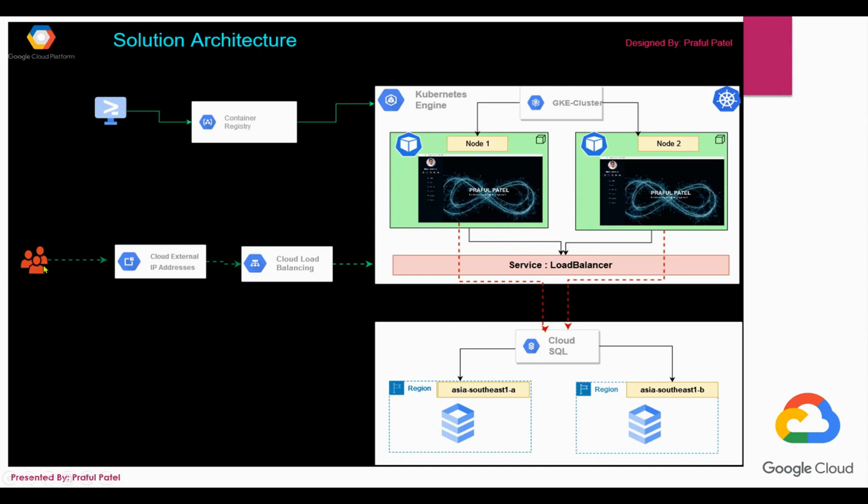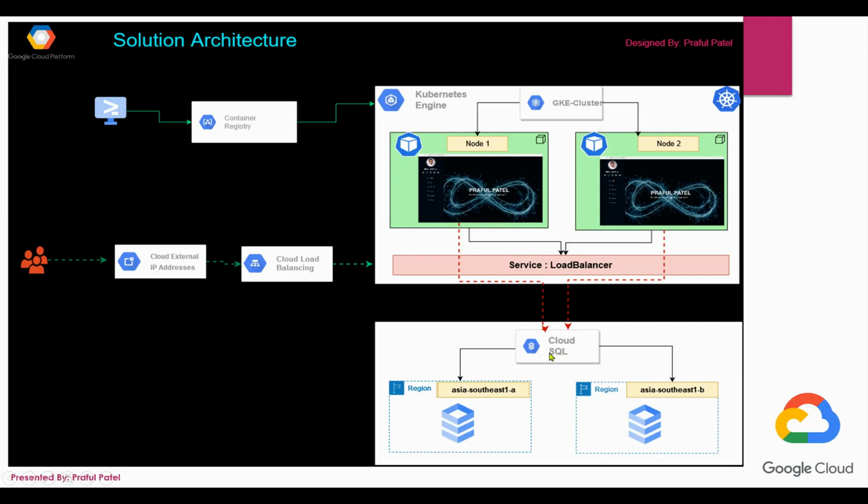As can be seen on the left side, the user is trying to access, and there is an external IP address and a Cloud Load Balancing service, which is trying to access the service load balancer inside the Google Kubernetes Engine. It will expose the external IP and port, through which the user will be able to access the website. And let's move to the database side.